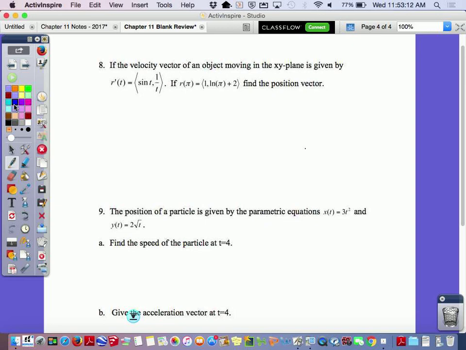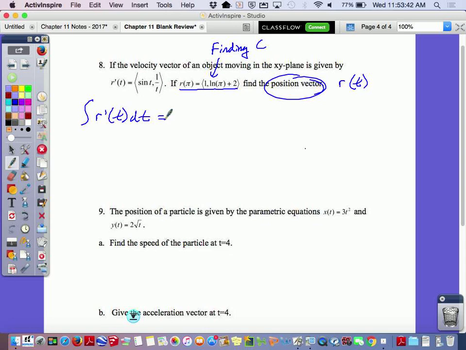But if it's asking for the position vector, that means that we are looking for the original vector r of t. This point right here is given to us for the purpose of finding c. Okay, that's going to help us find c. Now, in order to go from r prime to r, we have to do the integral. So we are going to do the integral of r prime of t.